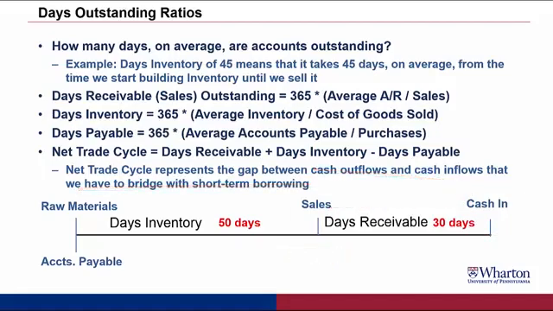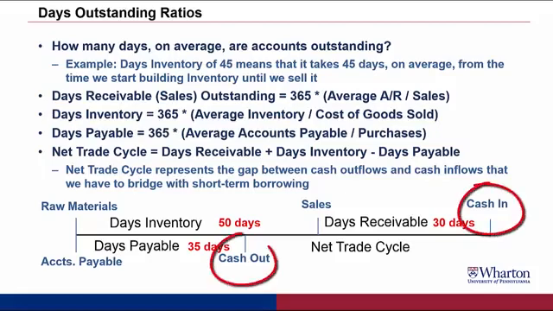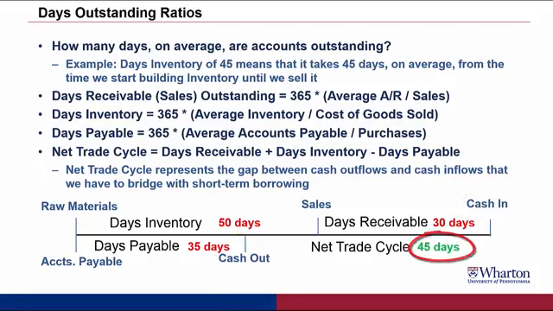Then on the other side of the cash equation, you have to pay your suppliers. So the days payable is the number of days it takes you to pay your supplier. That's when you have cash going out. So let's say that's 35 days. What that leads to is a net trade cycle, which is the gap between when you get cash in from customers and when you pay cash out to your suppliers. In this case, it's 45 days. And so what that represents is you'd have to go to a bank to borrow money for 45 days to bridge this gap in cash flow.